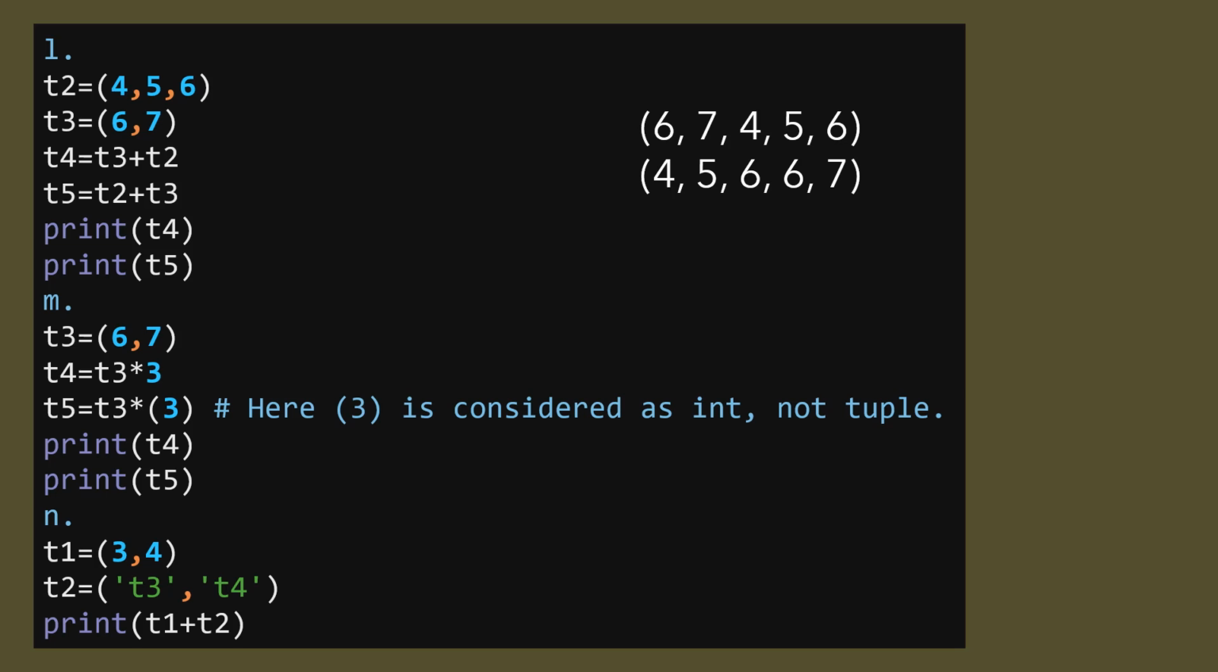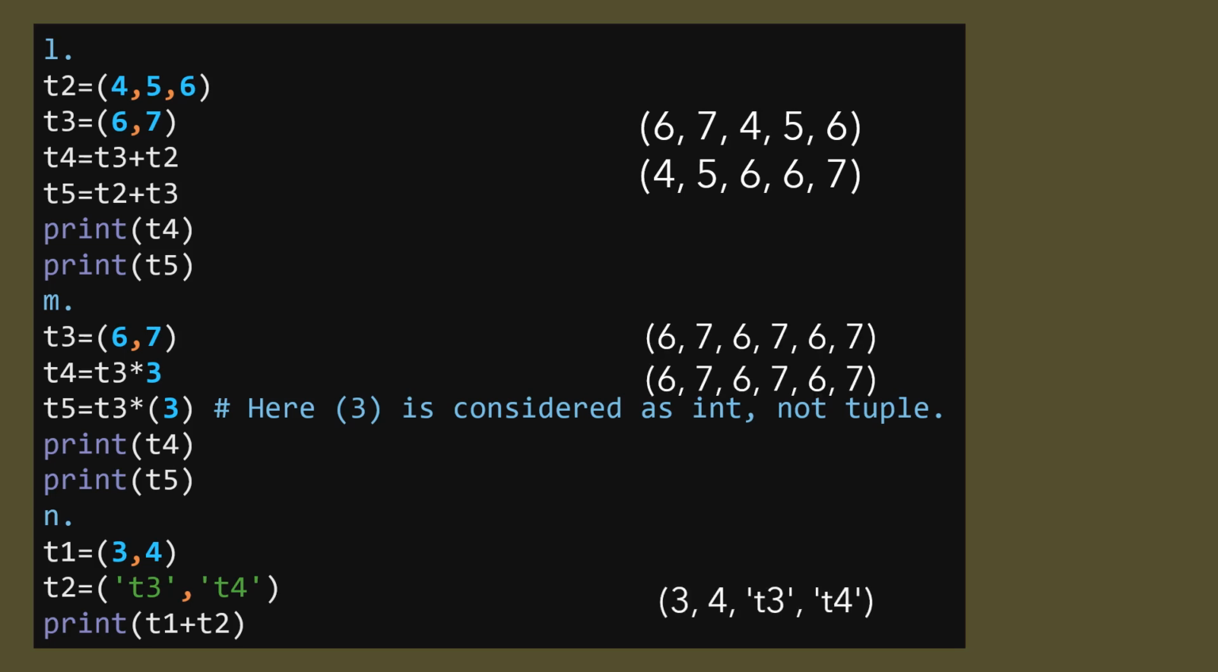Now next, T5 is equal to T2 plus T3, the same concatenation is being done, but first T2 then T3. So the content of the tuple T5 is 4, 5, 6, 6, 7. Okay, so this is the output of the tuples T4 and T5.